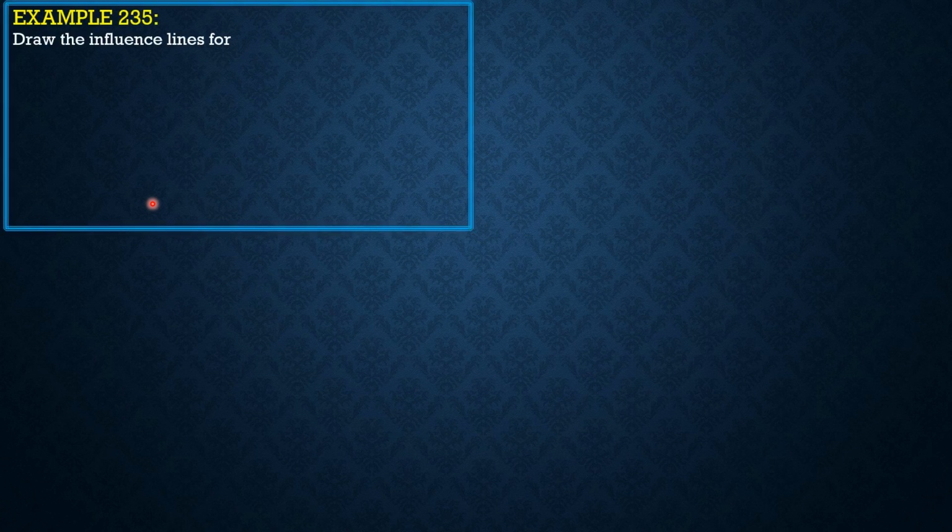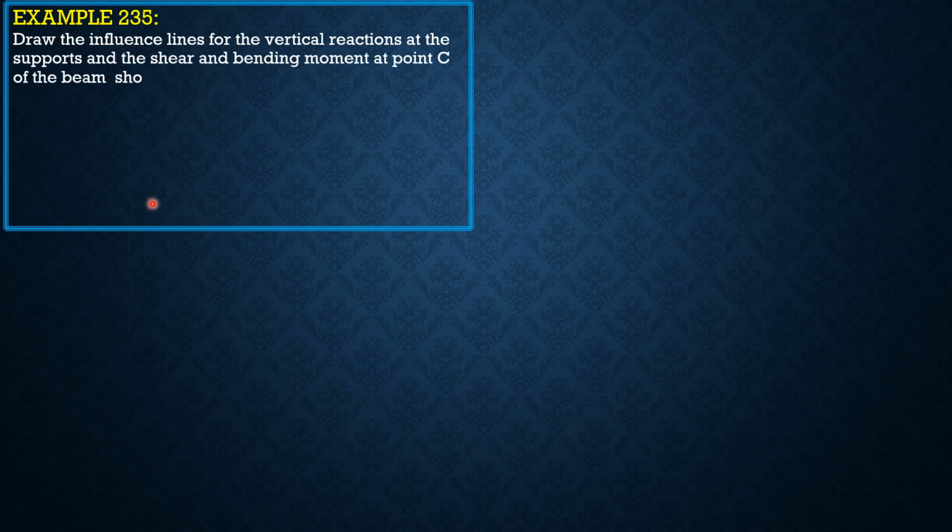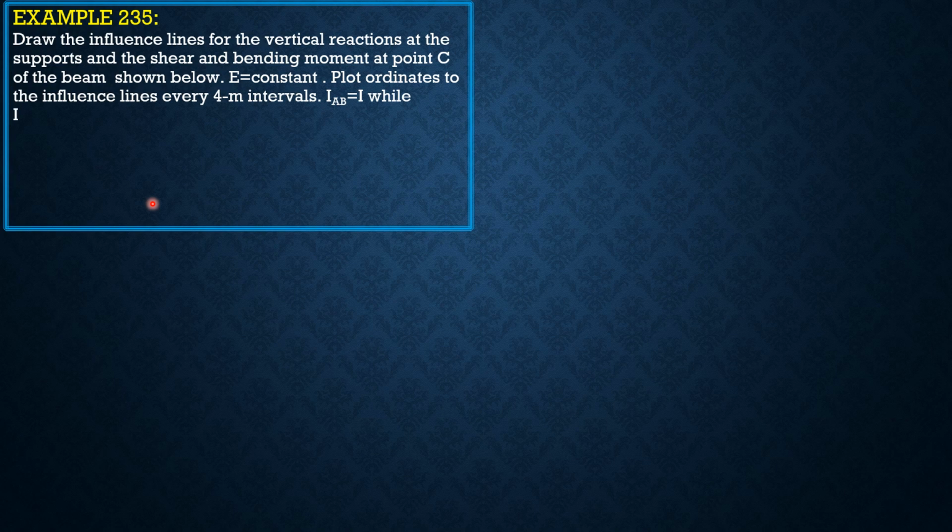Draw the influence lines for the vertical reactions at the supports and the shear and bending moment at point C of the beam shown below. EI is constant. Plot ordinates to the influence lines every 4-meter intervals. Take note, moment of inertia of portion AB is just I, while for portion BD it's 3I.